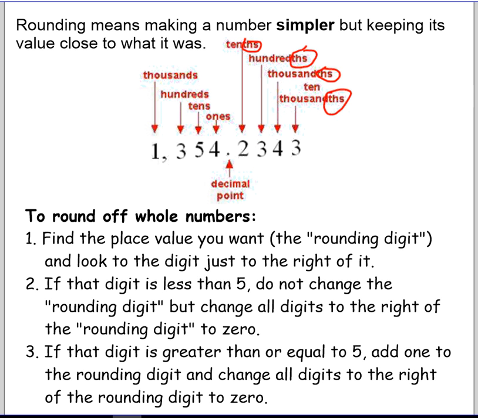So when we're rounding off whole numbers, we find the place value we want the rounding digit to be and look to the digit just to the right of it. If that digit is less than 5, we do not change the rounding digit, and we change all the digits to the right of the rounding digit to 0. If that digit is greater than or equal to 5, we add 1 to the rounding digit, or we make it the next number larger, and then change all the digits to the right of the rounding digit to 0.